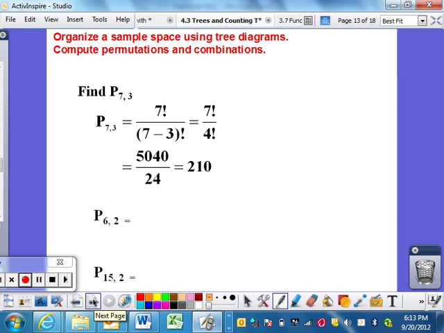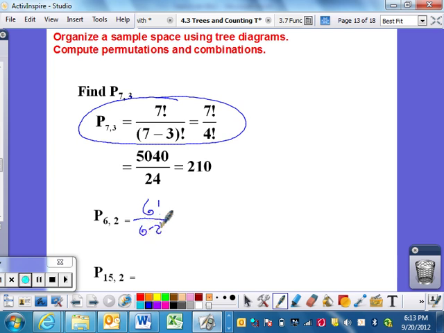Okay? So I'm just showing you here using the formula on your page. 7 permute 3. And I end up getting 210. Okay? 6 permute 2. You could use the formula and go 6 factorial over 6 minus 2 factorial, which is 6 factorial over 4 factorial.